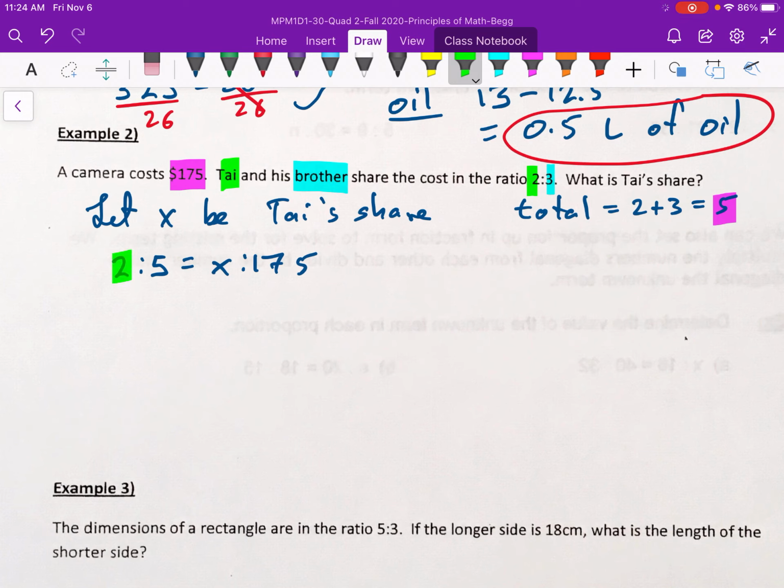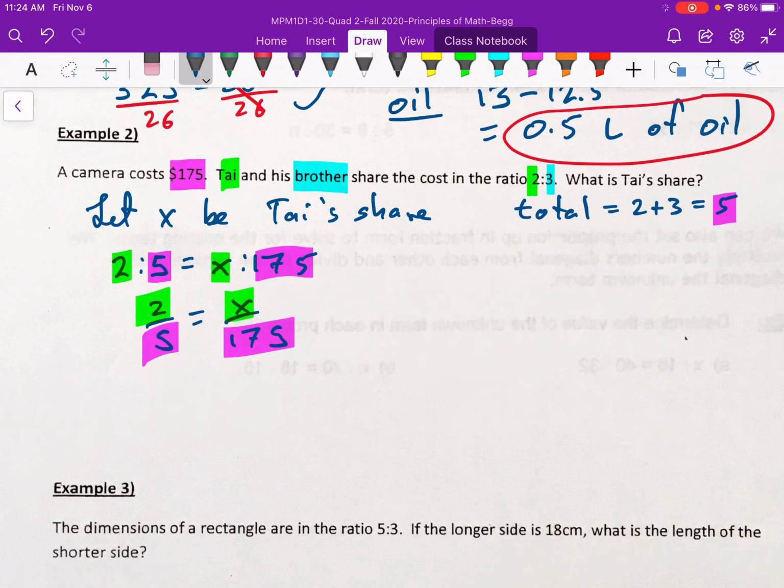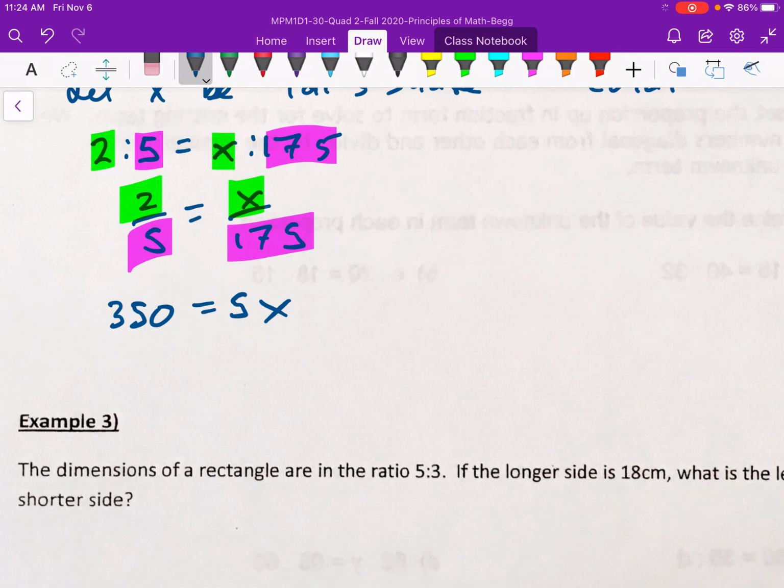So Ty's share is 2 out of the 5 total parts that are being paid. We don't know what that is. We're going to find out what that share is, but it's out of 175. So as a fraction, that would be 2/5 equals x over 175. And then we could cross multiply. And we would get 2 times 175 is 350 equals 5x. Notice how I didn't bother drawing the arrows for the cross multiply. Hopefully by this point you know what I'm doing without me drawing the actual arrows.